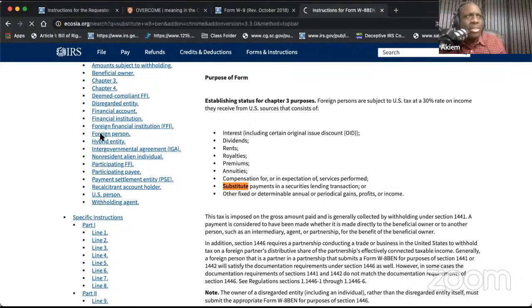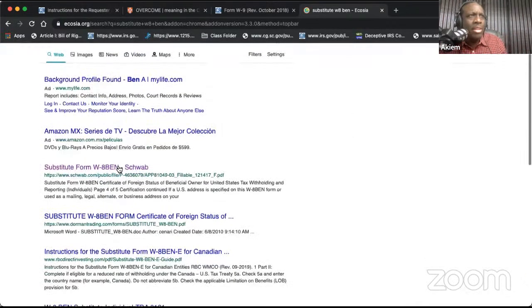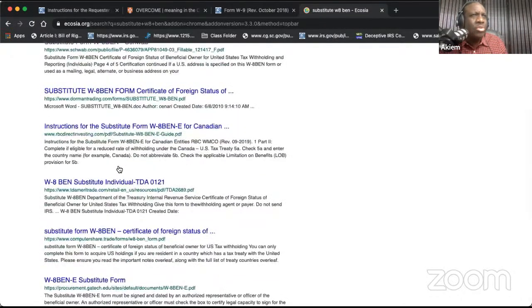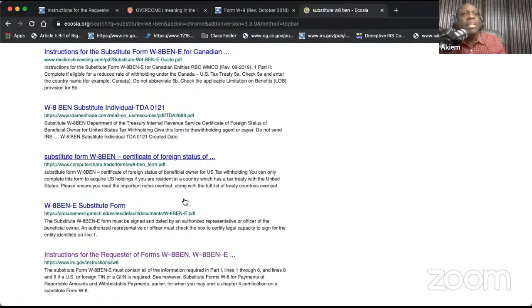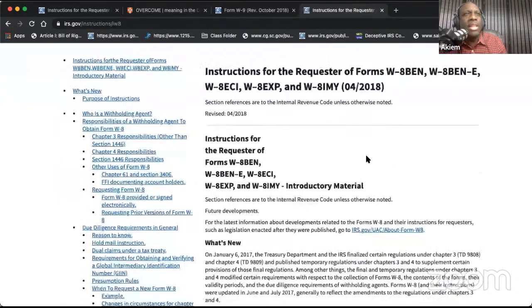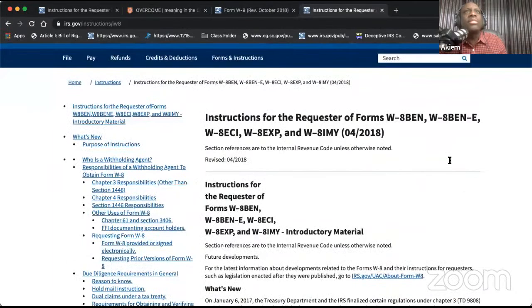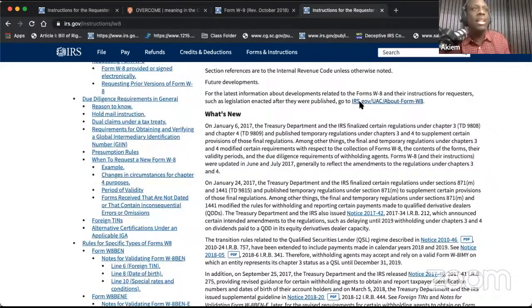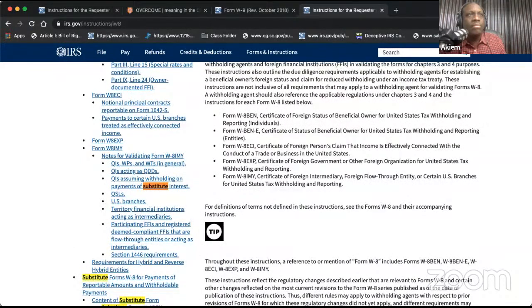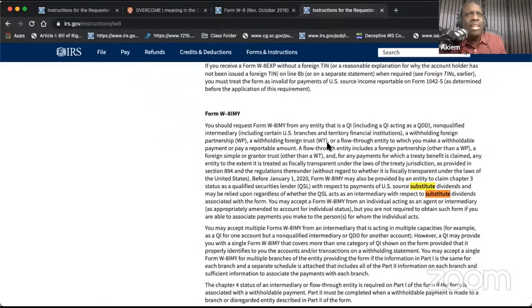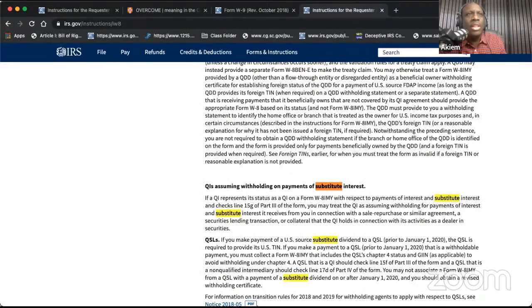All right, there. That's Charles Schwab. I want to go to an IRS website that says it. Substitute form right here. All right, instructions for requester of form W-8 BEN, W-8 BEN-E. So let's do this. There it is, 16 times in this document. So let's go find them. Let's go find the one we need.